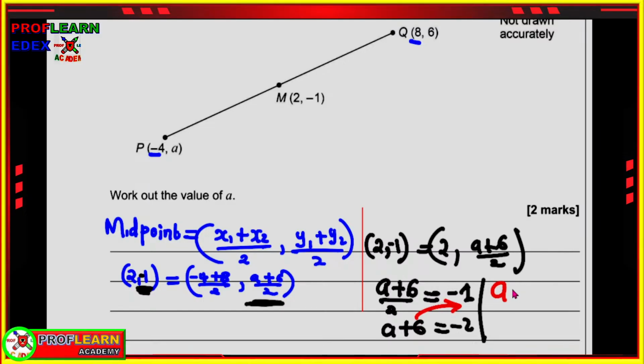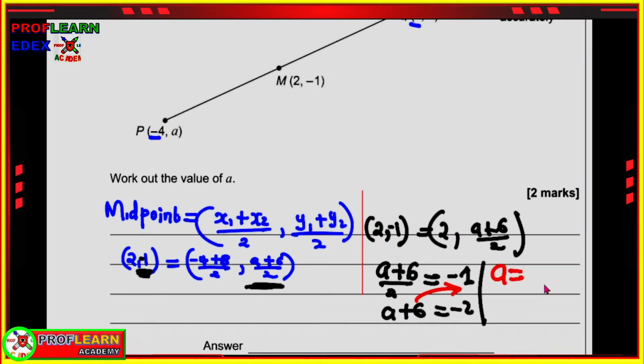and a is going to translate to what? Negative 2 minus 6, which is going to be equal to negative 8. So basically that becomes our final answer in that particular part.